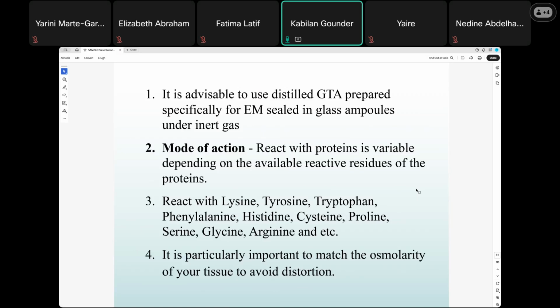So it is important, particularly, to match the osmolarity of your tissue to avoid the distortion. That is another important thing. So preservation means when you add the chemicals, they will penetrate into your tissues and fix the different amino acids, or arrest the different amino acids from going into further activities.